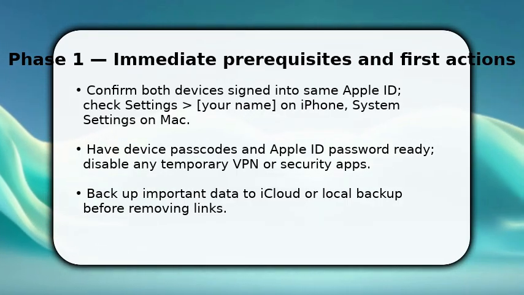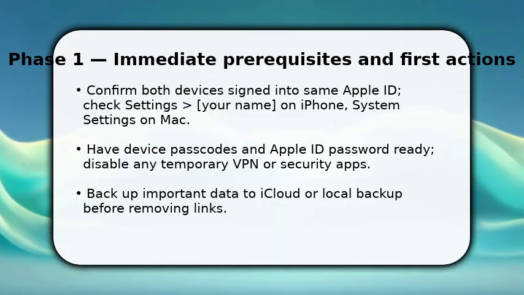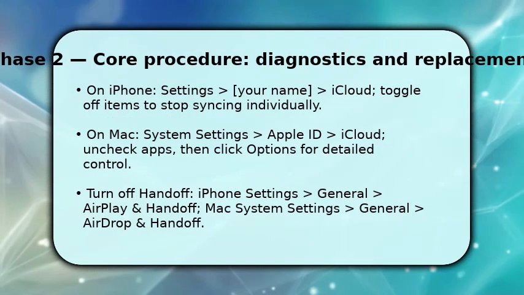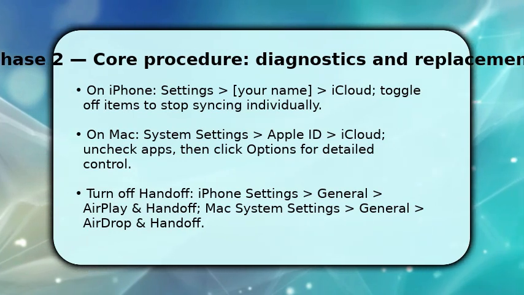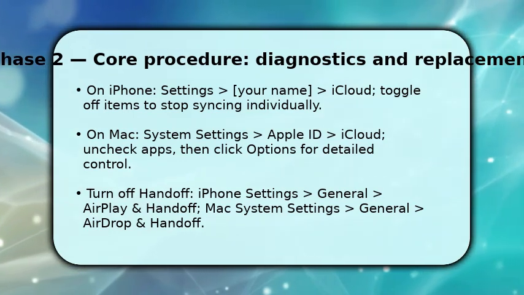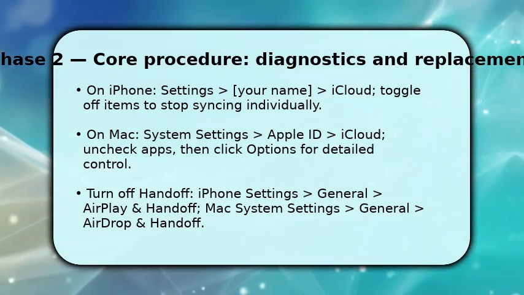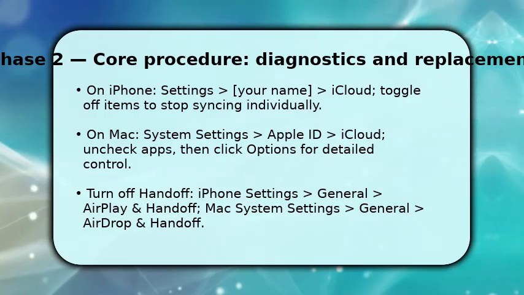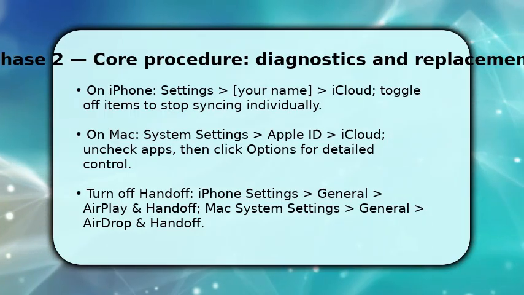Start with the device list. This is the control point for unlinking and disabling sync. Next, you disable the services that create the link. On the iPhone, go to iCloud settings and toggle off messages, photos, or other apps you no longer want synced. That stops new data from flowing.